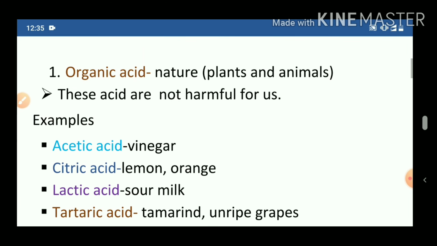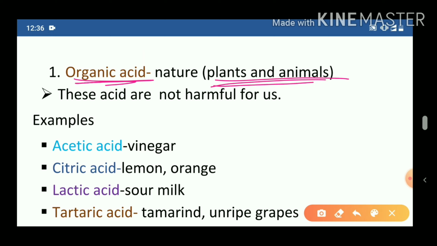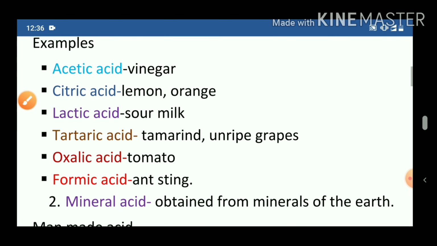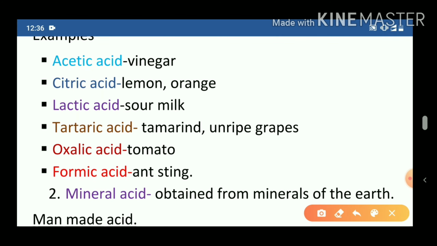Now we will start organic acid. Organic acid means the acid which is obtained from nature. That means the acids which you obtain from plants and animals are known as organic acid. These acids are not harmful for us. This is eatable. That means we can eat this acid. For example, these are very important parts. Listen carefully and watch carefully.